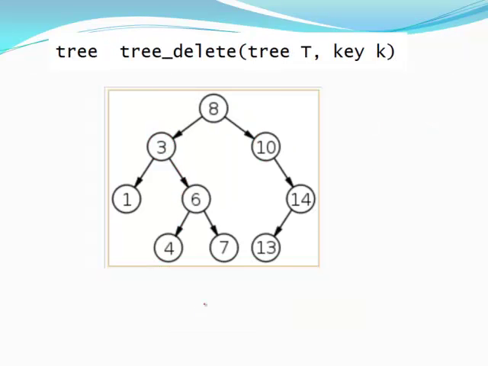So a deletion process would be something like this. Let's just say that we would like to delete an element like 13. Now if you'd like to delete an element like 13, that's easy. All you have to do is make sure that the 14's pointer goes to null.